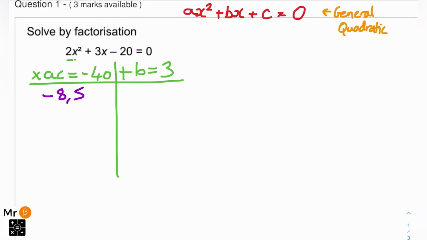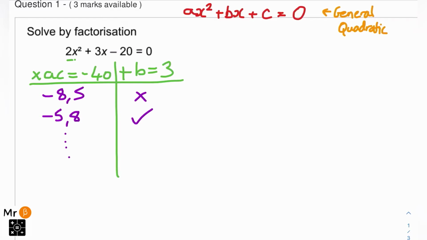We know negative 8 times positive 5 gives you negative 40. However, that adds to give negative 3. Negative 5 times 8 gives you negative 40, and they add to give 3. Remember, you could have written other pairs like negative 40 and 1, 20 and 2, and so on. However, there's only one pair which is going to work.